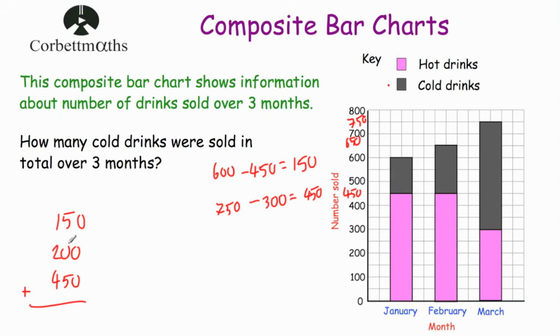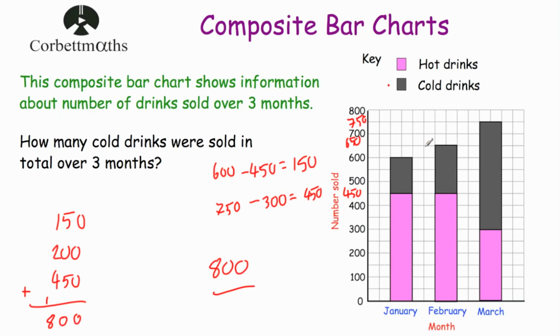So if we add together our 150, our 200 and our 450, we'll find out how many cold drinks are sold in total over the 3 months. So 0 plus 0 plus 0 is 0, 5 plus 0 plus 5 is 10, so put the 0 down, carry the 1, and 1 plus 2 is 3, plus 4 is 7, plus 1 is 8. So altogether there were 800 cold drinks sold in the 3 months.